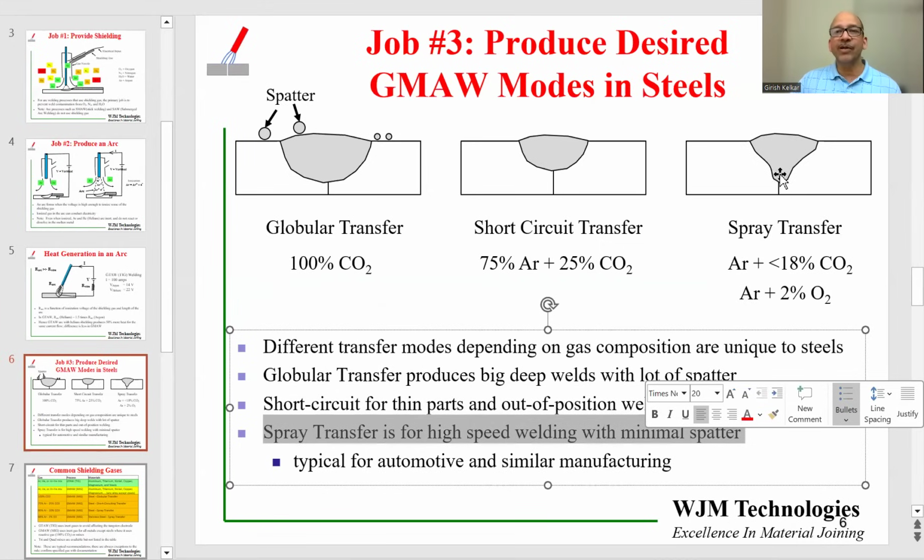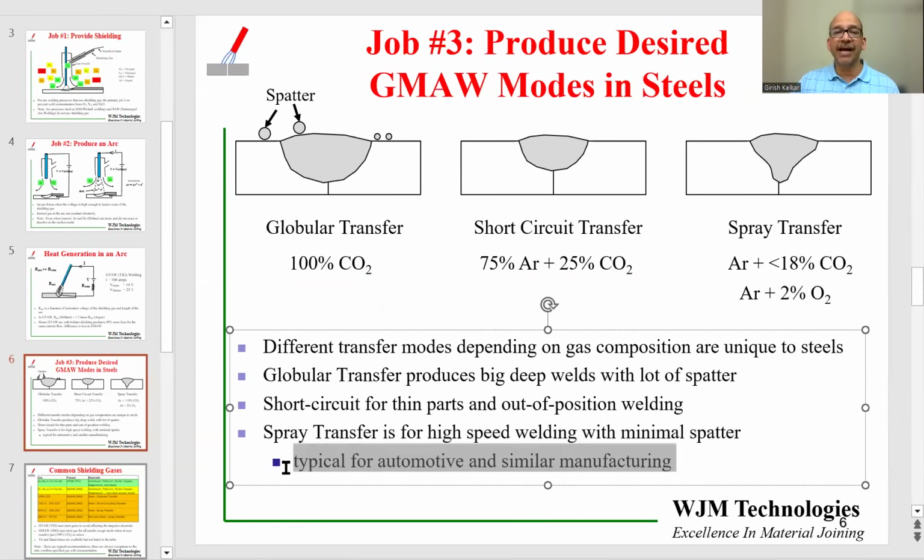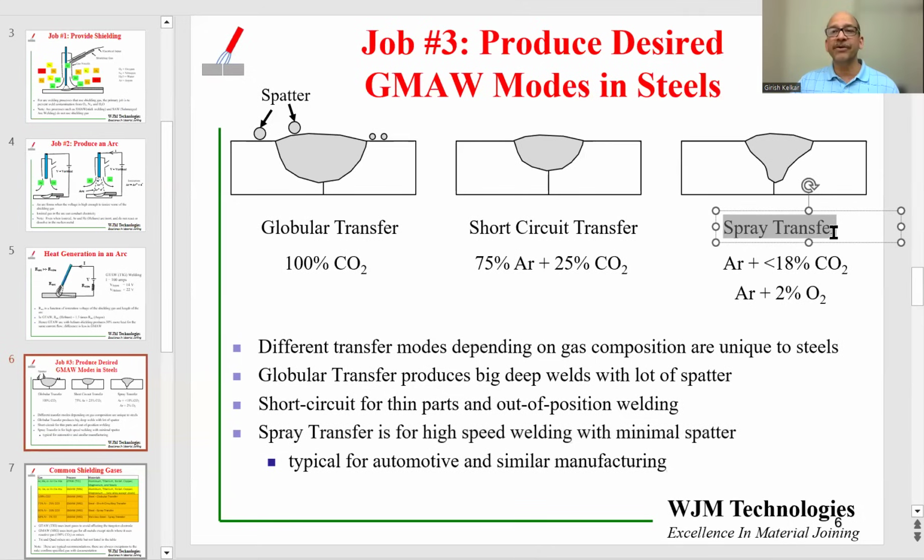It makes a narrower and deeper penetration right down the middle. And it works really well because it produces minimal spatter, and it is a very commonly used mode in automotive structural welding and similar manufacturing applications. So this is unique about steels. So you have 3 different modes in steels, and each one has a different application, though spray transfer is most likely going to be the one you are going to be using.